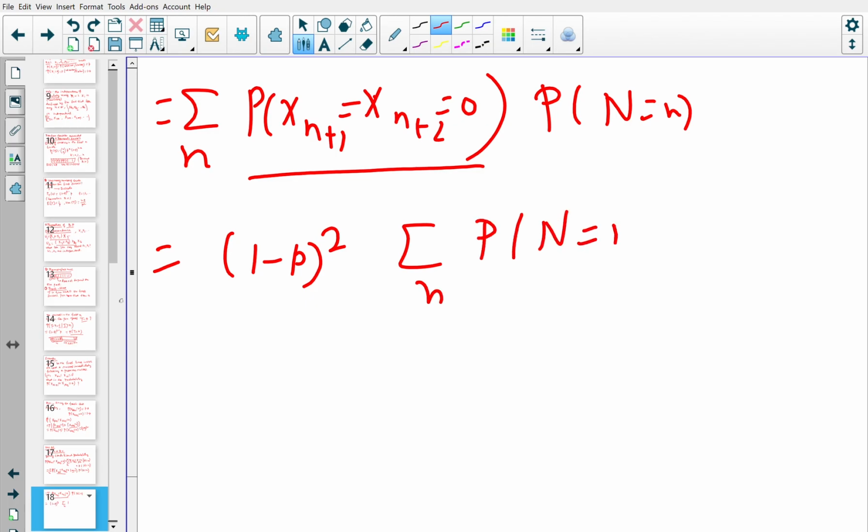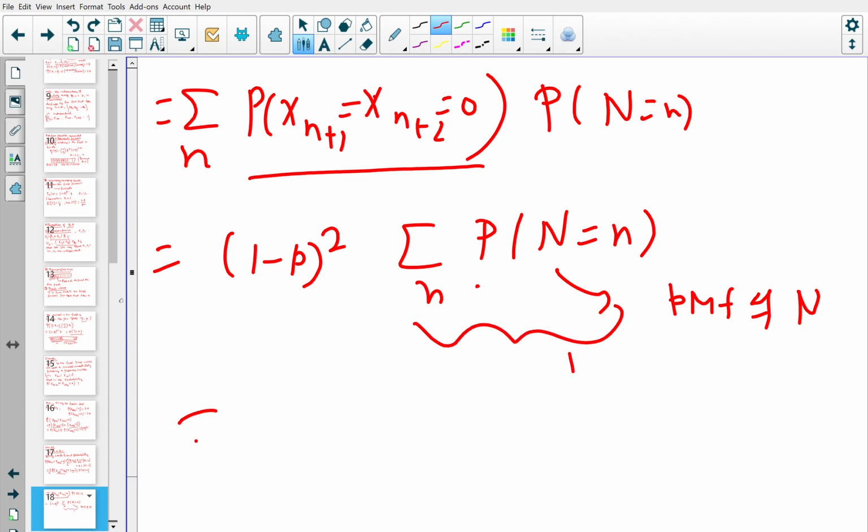Now capital N equal to small n: this N is a discrete random variable, so this is the PMF of the discrete random variable N. That means you are taking the sum over the full distribution, and this sum is nothing but 1. So you end up with (1 minus p) whole square, which you recall is the same as the value you got previously.